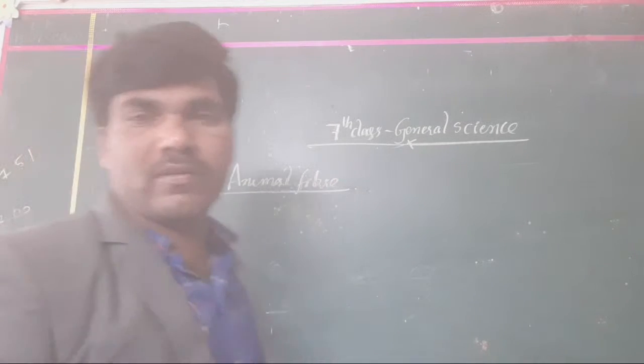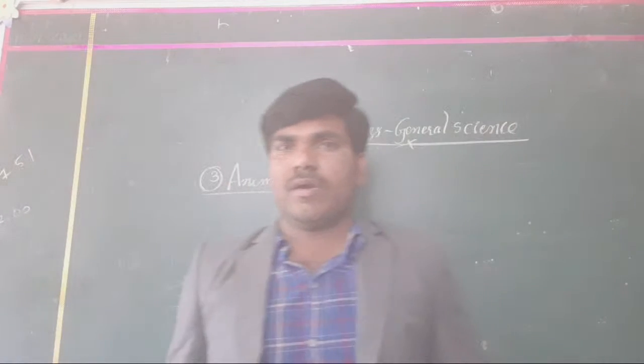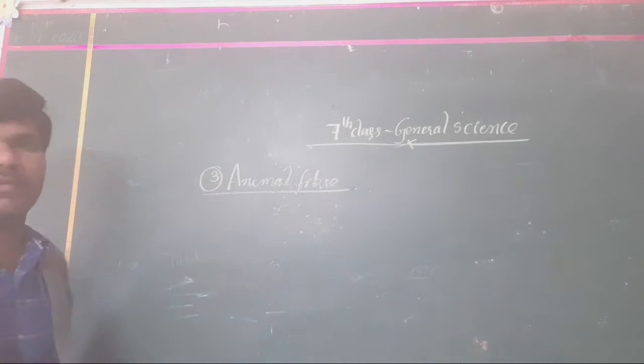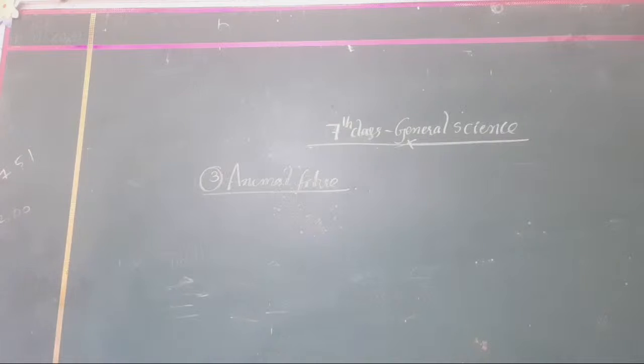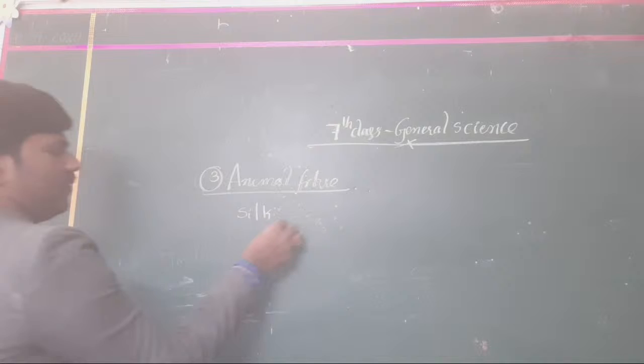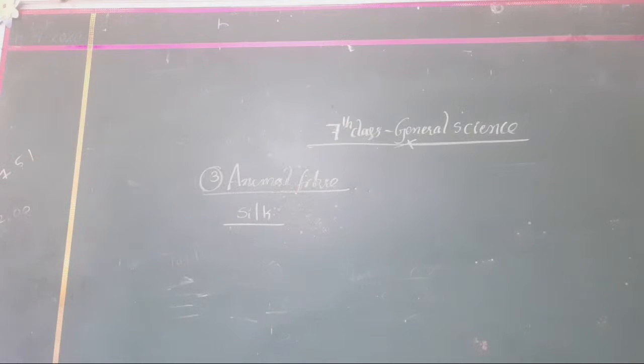We are going to discuss this animal fiber. The first one is silk. For processing silk, there are different steps we follow, and those steps are very important. What are the steps? First thing we take is the moth's egg.